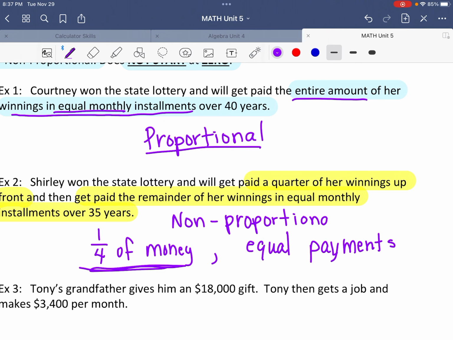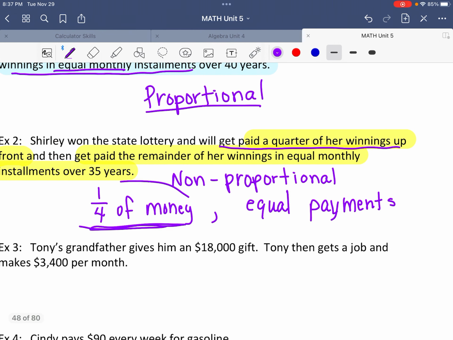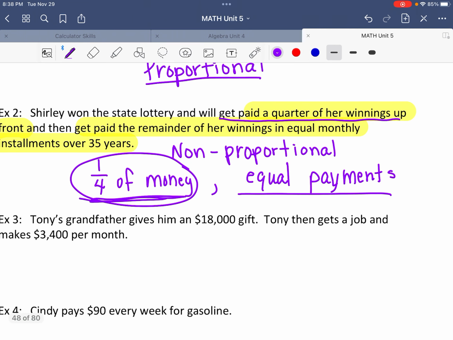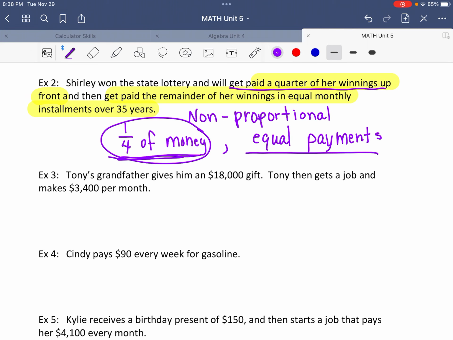So that's the starting amount. She'll get paid a quarter of her winnings up front and then get paid equally over 35 years. So that's the starting amount, 1/4 of the money, and then the rest of it would be the equal monthly payments. Okay, hopefully that makes sense. Let's look at example number 3.